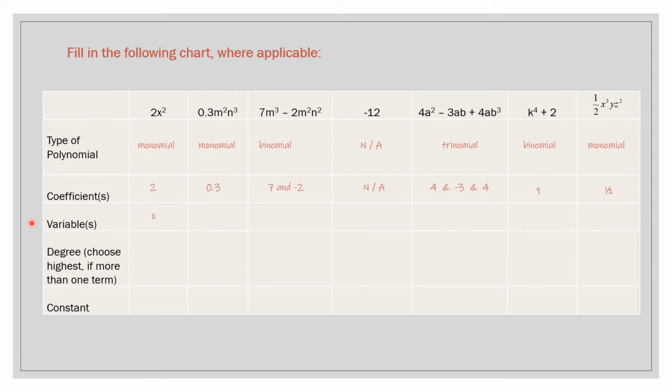X is a variable, not x squared, just x. So our second one has two variables. It has an m and an n. And again, if you want to press pause here, fill in the chart. I think you've got the hang of what the rest of this row is going to look like.